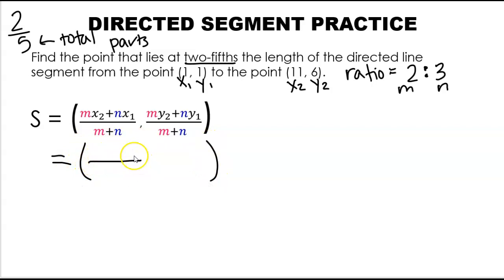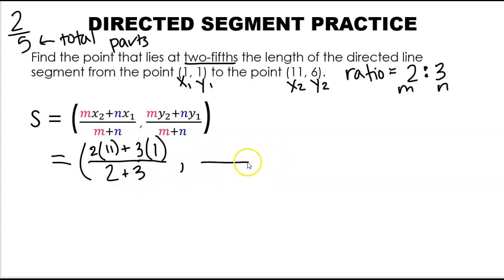Okay, so our M times x2. Our M is 2. Our x2 is 11. And then we have plus, I don't think I'm going to have enough room, so I'm going to have to write this bigger. Okay, now we have our n, which is 3, times our x1, which is 1. And that is all over 2 plus 3.